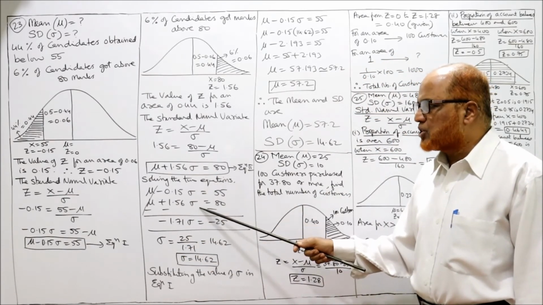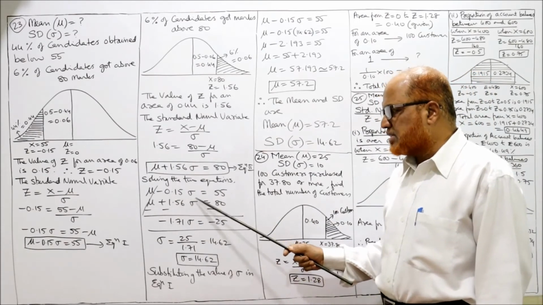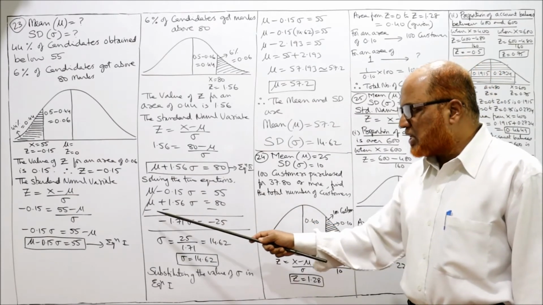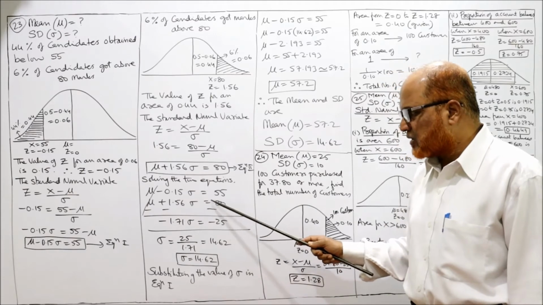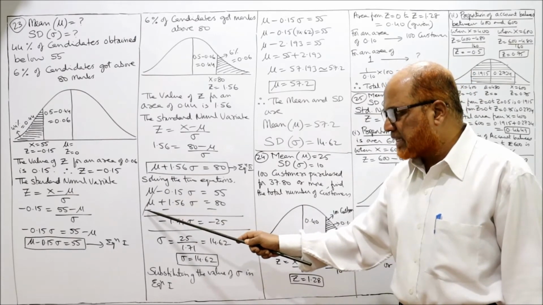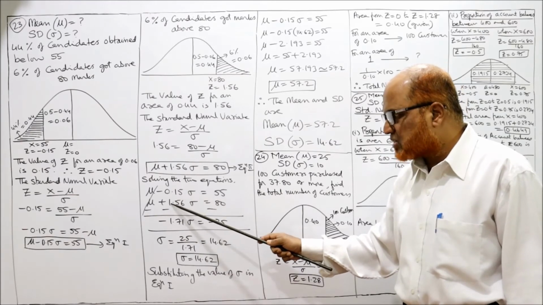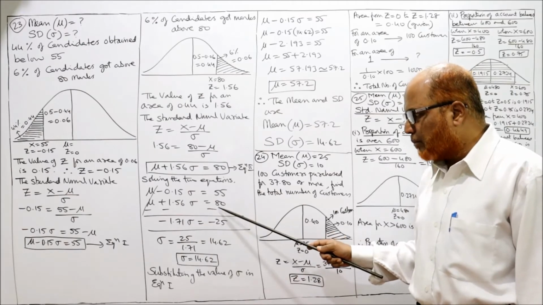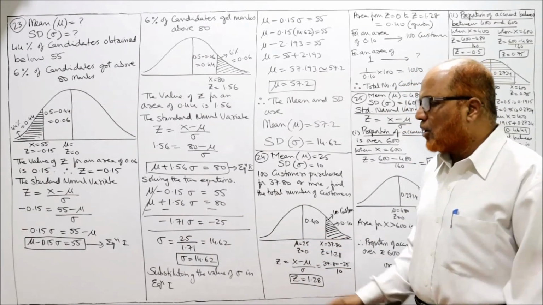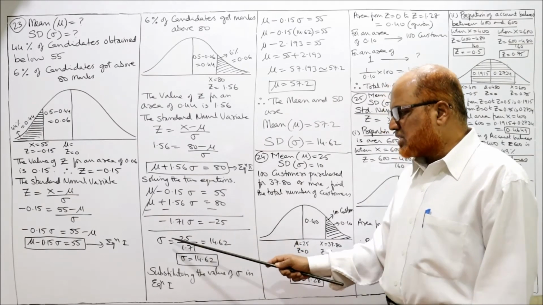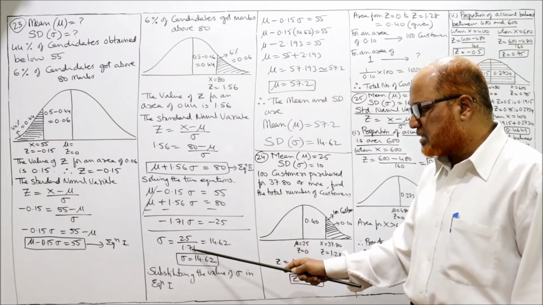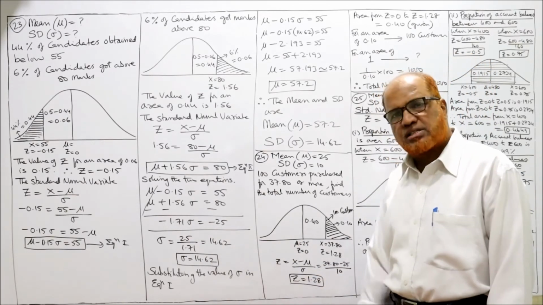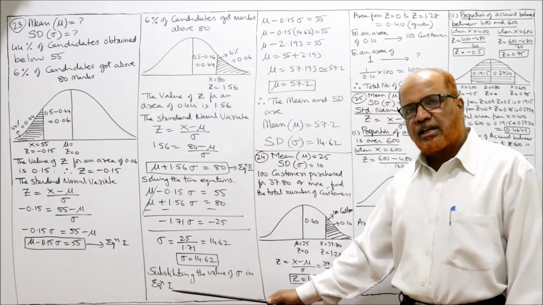Now solving these two equations. First equation: mu minus 0.15 sigma is equal to 55. Second equation: mu plus 1.56 sigma is equal to 80. Now change the signs, plus to minus, in one equation. So plus mu and minus mu will get cancelled. Minus 0.15 minus 1.56, you will get minus 1.71 sigma is equal to 55 minus 80, which is minus 25. Now minus is on both sides, so cancel it. So sigma is equal to 25 divided by 1.71, which is 14.62. One variable we got, the standard deviation. Now substituting the value of sigma in any one of the equations.